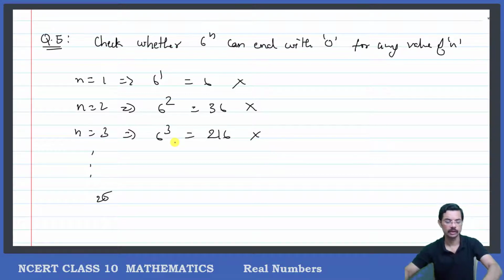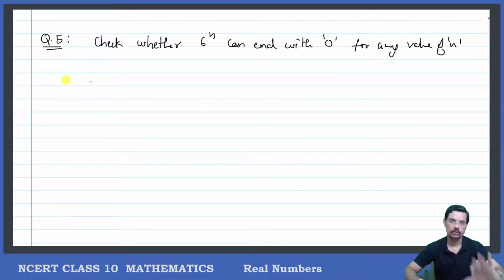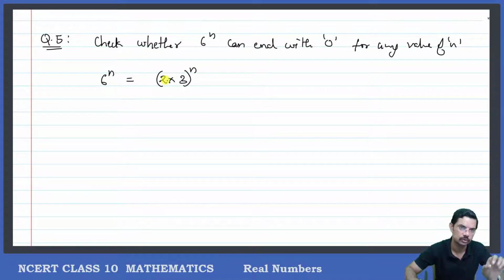So what are we going to do? We are going to use the fundamental theorem of arithmetic, and not this method. So we will factorize 6 raised to n. We know that 6 can be factorized as 2 into 3. So instead of 6, I can write 2 into 3, and n is there as it is. 6 raised to n can be written as 2 into 3 the whole raised to n, correct? So it can be written as 2 raised to n into 3 raised to n.